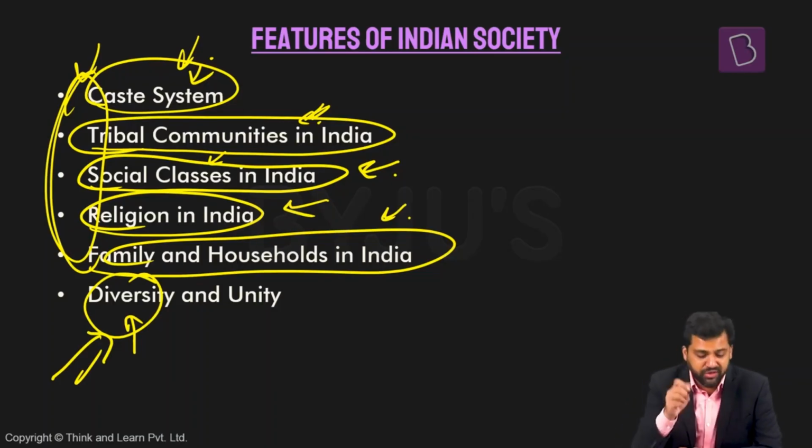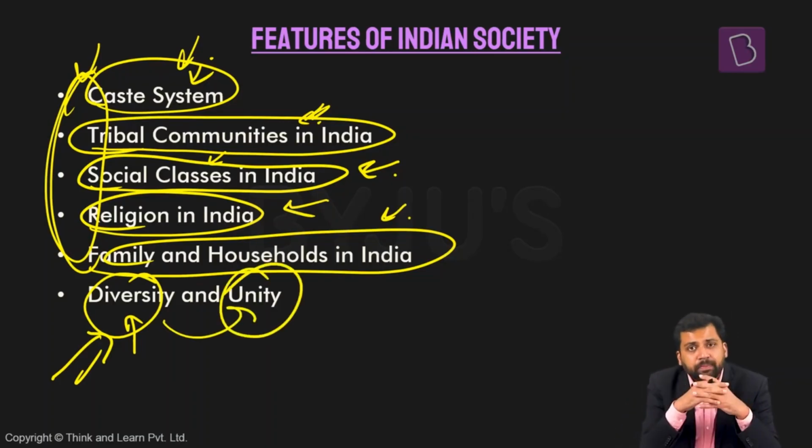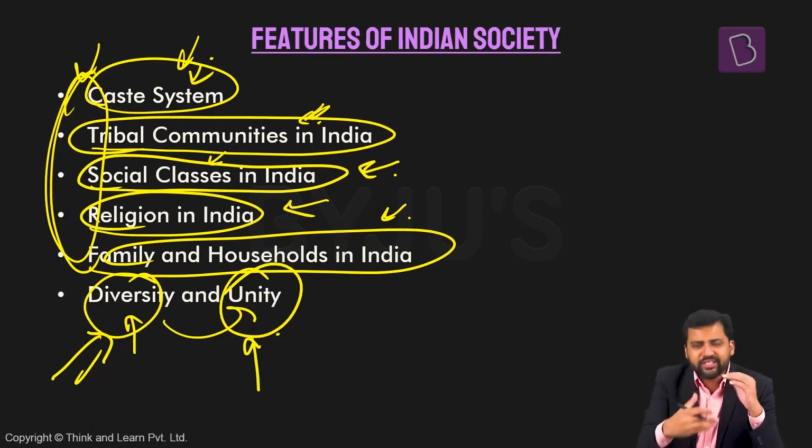But what is interesting is, despite this diversity, we have unity. So despite the variations, what holds Indian society together? What are those threads which hold India together, which ensure that India is united? That is what we will try to understand. So these are things that we take up one by one, from the class system to diversity and unity. So this is how the structure looks from here onwards.